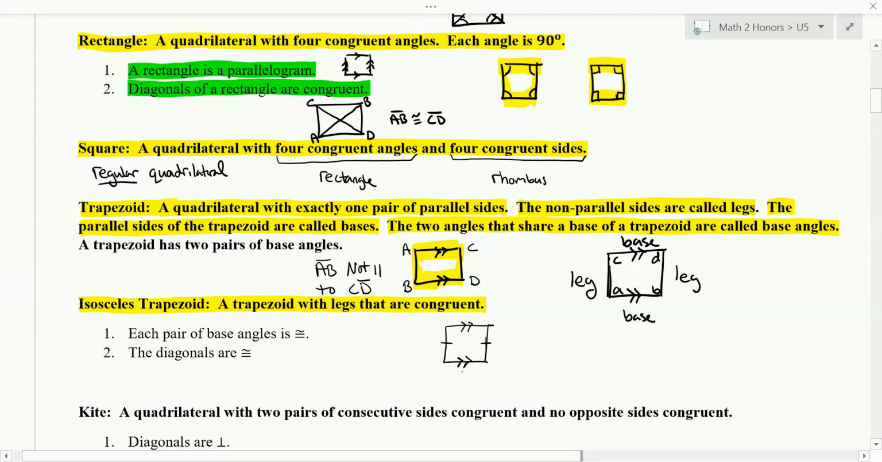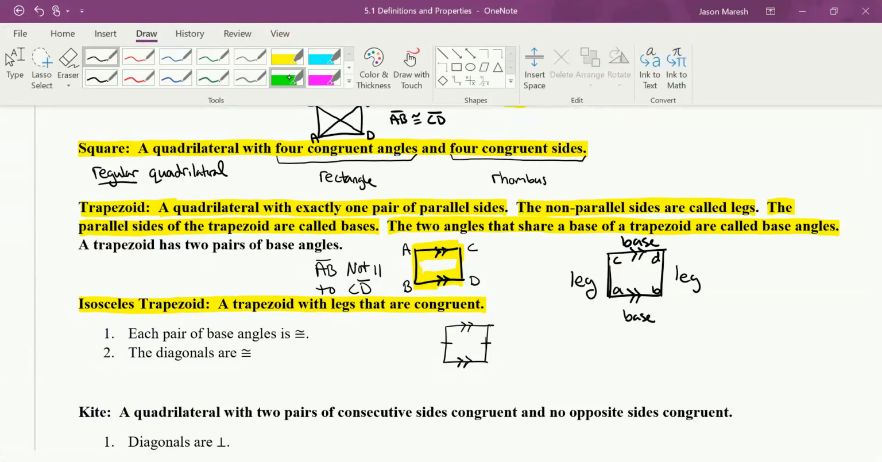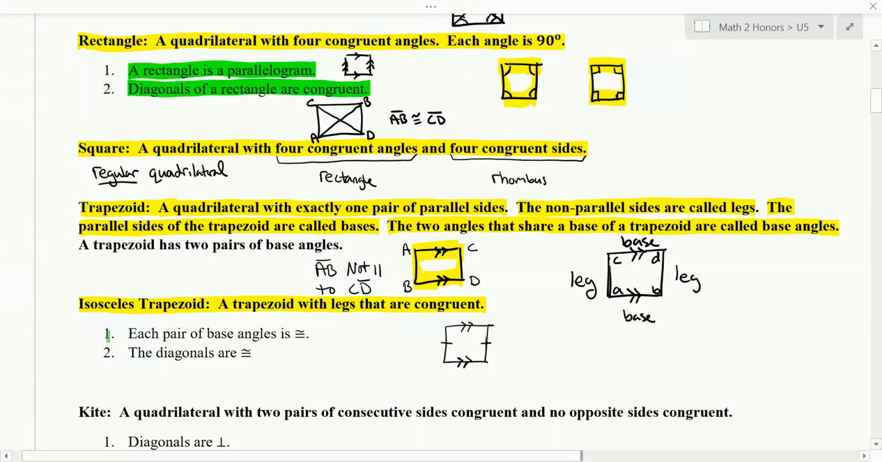And if you have that picture, there's a couple things that you can prove, or properties that you can prove. One is that each pair of base angles is congruent. Another one is that the diagonals are congruent. So these are specific to the isosceles trapezoid. They do not apply to every trapezoid.